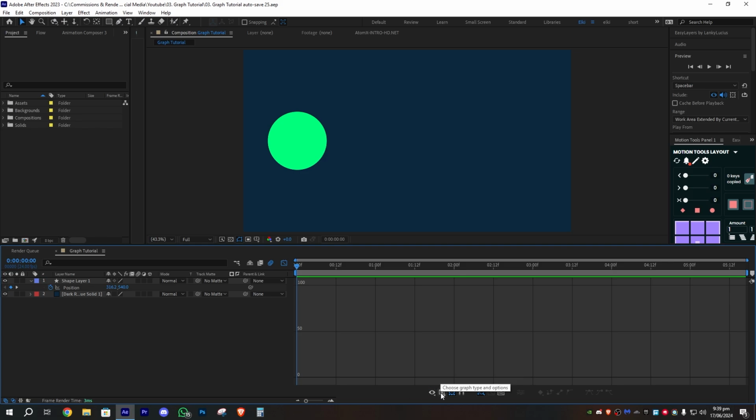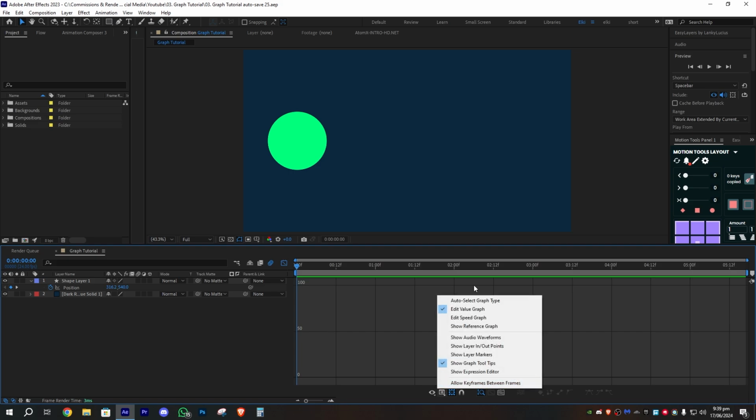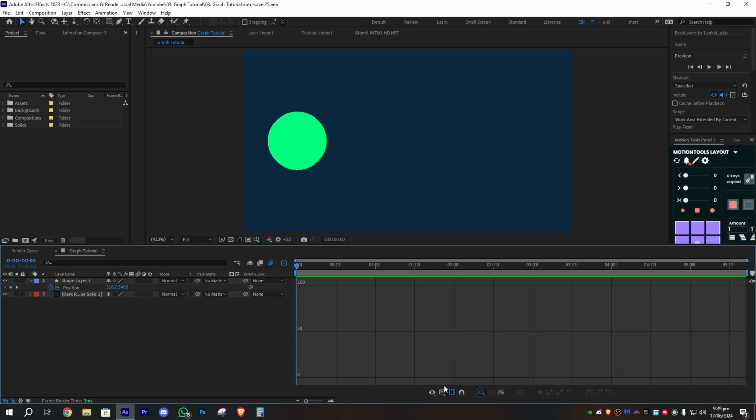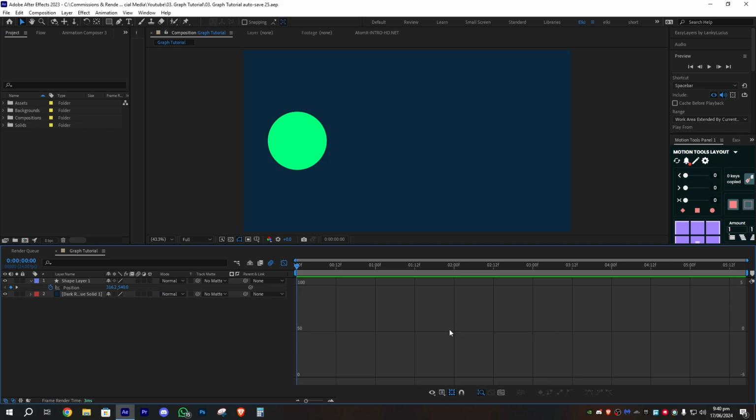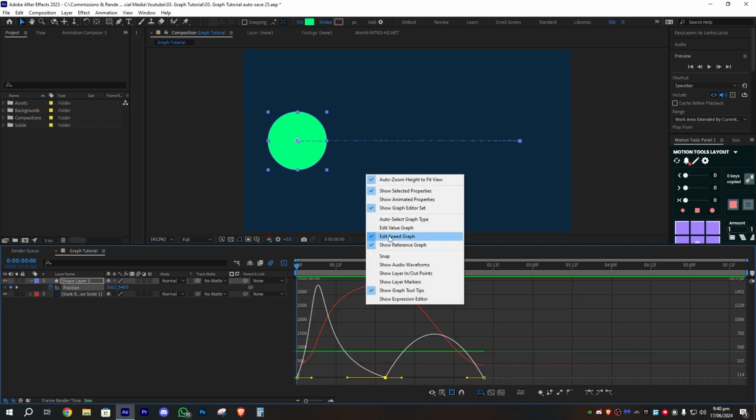And the second option is the graph type and options. It's basically a box full of options and tools. It gives you the different types of the graphs, and you can toggle the expression editor on or off depending if you have any expressions. And you can also turn on the show reference graph. What it does is, let's say I'm on the speed graph, it's going to give me a preview of the value graph, and if I'm on the value graph, it's going to give me a preview of the speed graph. That's what the reference does.